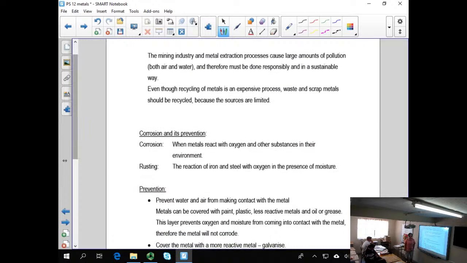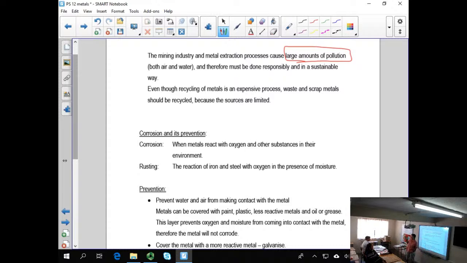The mining industry and the metal extraction processes cause large amounts of pollution. Unfortunately, that is so. Before they started the B2 gold mine, the people wanted to know what is going to happen to the pollutants. Where is it going to go? And I know at the B2 gold mine, they go to a lot of expense and trouble to prevent polluted water from ending up in the water system. They've got dams that they monitor and evaporate off the water from, leaving behind the pollutants. So, the mining industry, unfortunately, causes very large amounts of pollution.